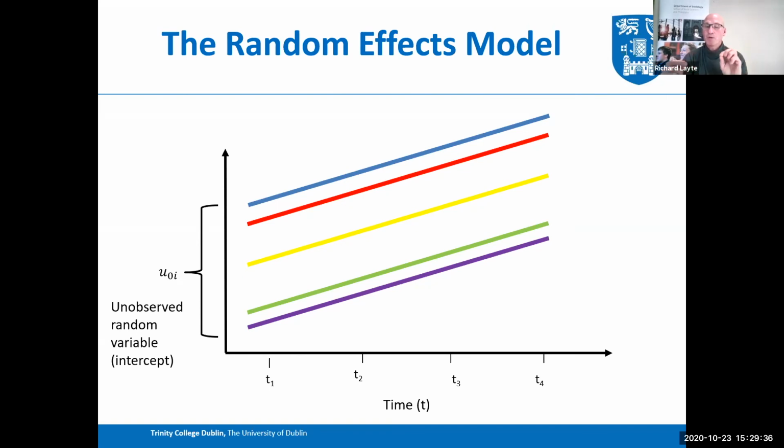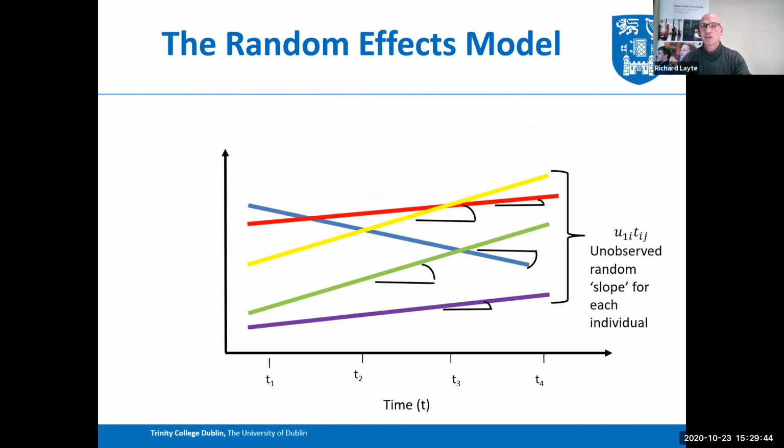But each person will possibly also have a different slope. So not only do they have differences in their intercepts, but they may even have differences in their slopes. And what do I mean by that? I mean that some people are going to be growing more quickly than others. Some might even be losing weight over time in some set of circumstances, okay? And here we can have an unobserved factor, which is the slope for each individual as well. So we can have a random effect for the intercept, and we can have a random effect for the slope.